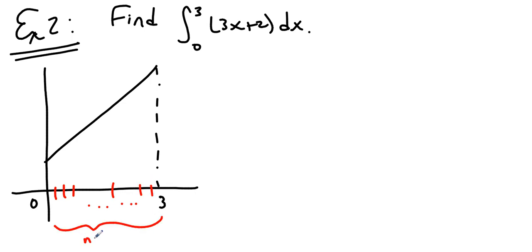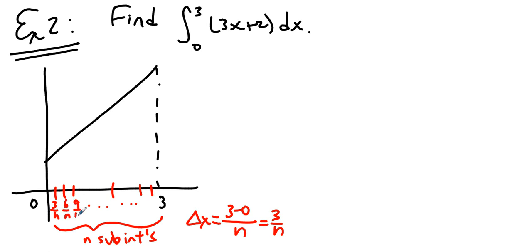How many subintervals are there? There are n subintervals, which means that delta x is end minus beginning over n. That's 3 over n. So this is 3 over n, that's 6 over n, that's 9 over n. The ith one is 3i over n, because that's the first, that's the second, that's the third, that's the ith.